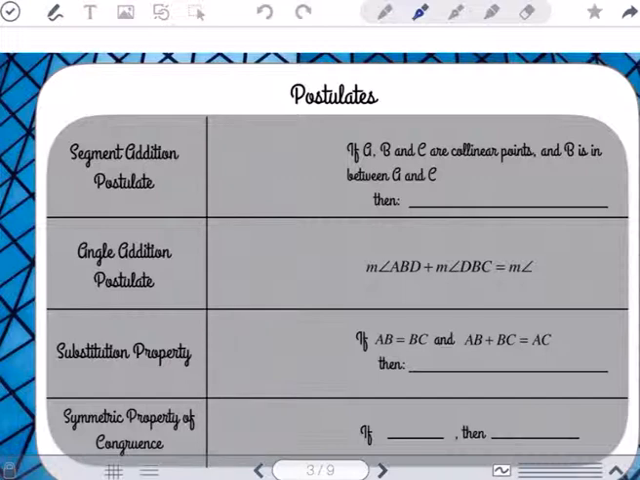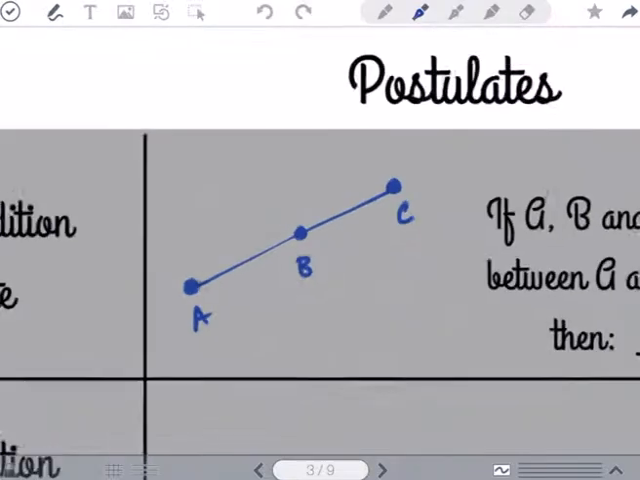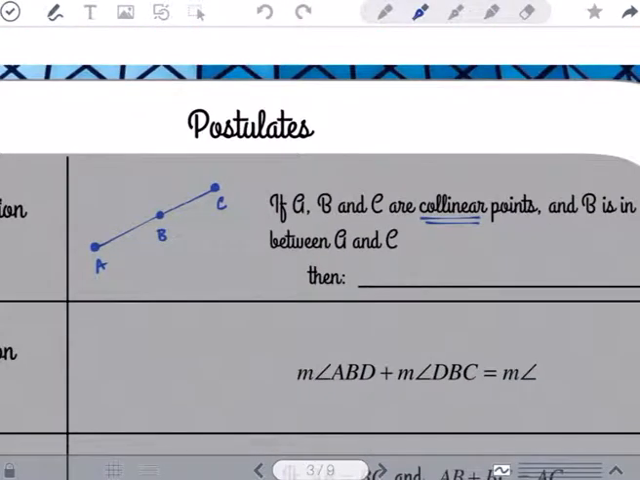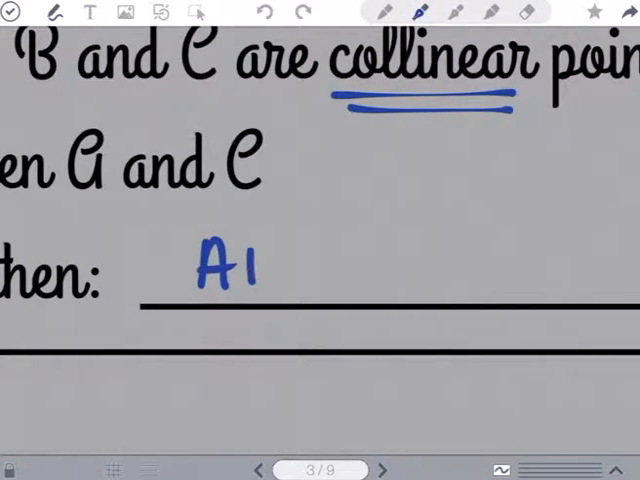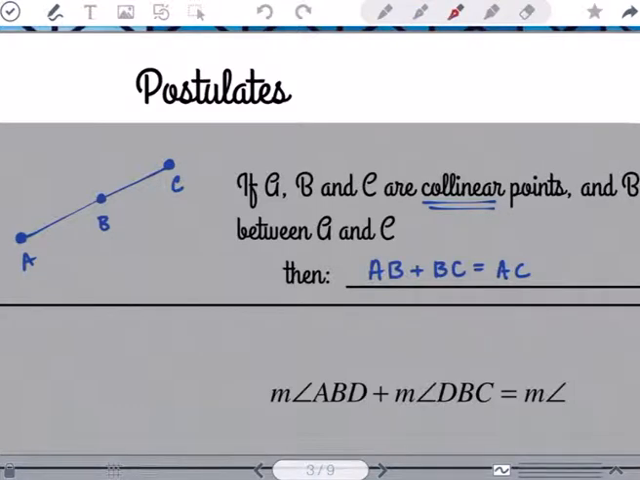Just as a reminder, segment addition. So suppose you have a segment A, B, and C. They all sit on the line or are collinear. And B is between A and C. Then we would say AB plus BC equals AC. So we talked about this briefly. It's the idea of the two smaller segments equal the larger segment.